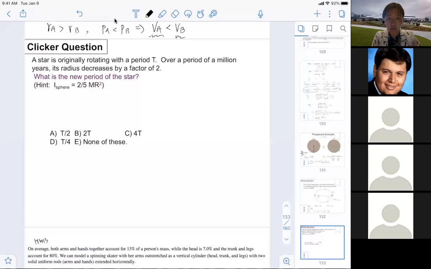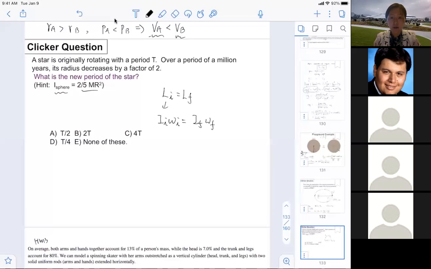So here we're treating the star as a sphere. That's our model, and we know the rotational inertia for a sphere is 2/5 mr squared. So what would be the new period? Again, let's think about treating the angular momentum of the star as constant, right? And angular momentum is I times omega. So I initial times omega initial should equal I final times omega final.